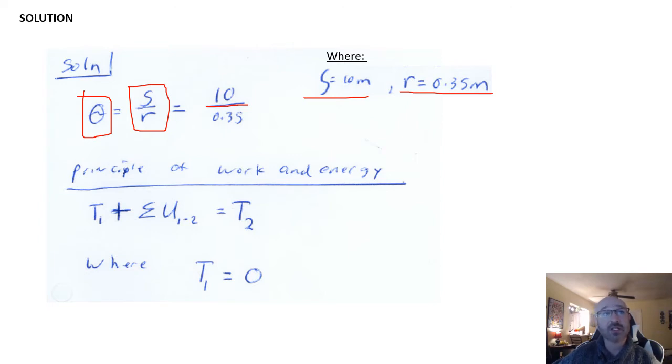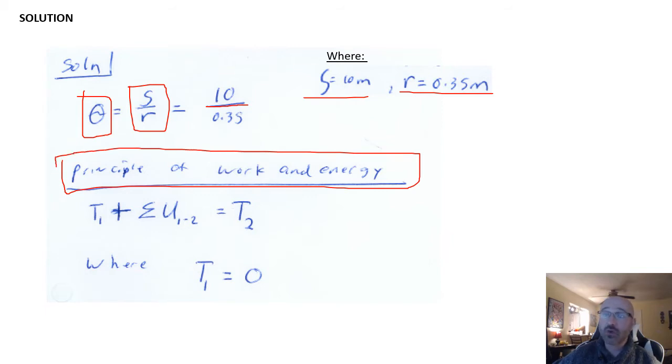Now from there, the next thing that we want to do is take a look at our principle of work and energy. So with this here, we recall our general equation for principle of work and energy: T1, kinetic energy 1, plus the summation of work from 1 to 2 is equal to T2, kinetic energy 2. In this case, our initial kinetic energy, because it's not moving, it starts from rest, is going to be 0. So this is going to simplify this part of our governing equation.